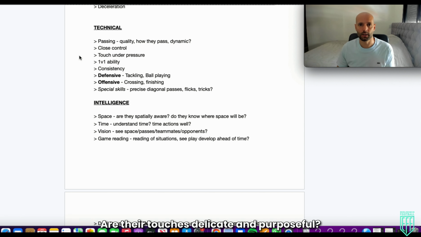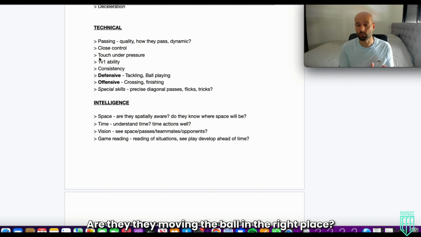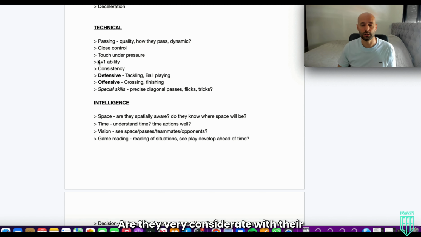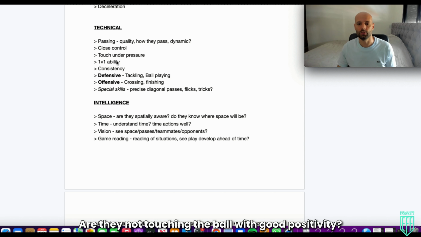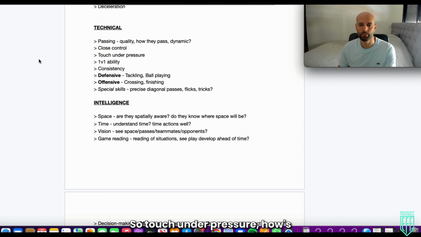Are their touches delicate and purposeful? Are they moving the ball in the right place? Are they very considerate with their touches? Or are they clumsy? Are they unable to get the ball down quick enough? Do they take too many touches? Are they not touching the ball with good positivity? So touch under pressure. How's their touch under pressure? Very, very important. Can they maintain possession, retain the ball well, using their technique, not just their strength?